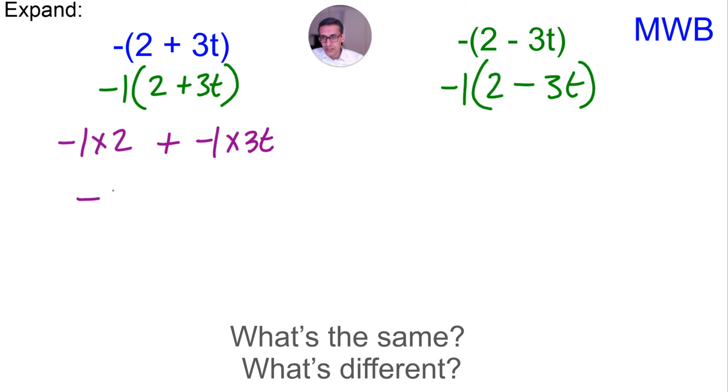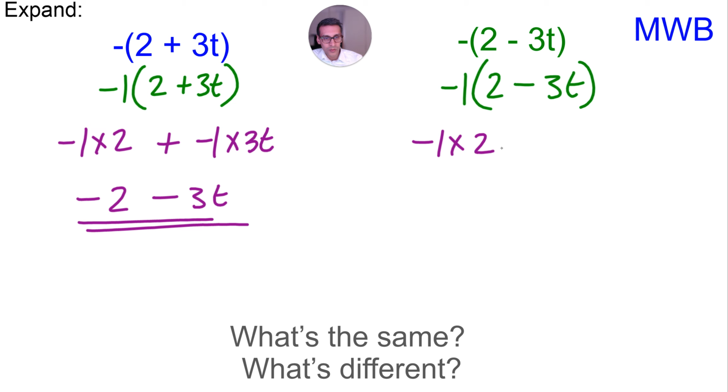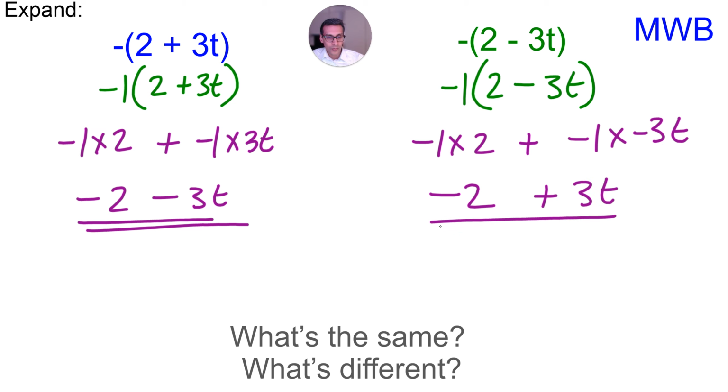So negative 1 times 3t. That becomes negative 2 plus, now negative 1 times 3t is just negative 3t, so plus negative 3t, but we don't need to write that plus sign. That's your answer. And on the right hand side, negative 1 times 2 plus negative 1 times negative 3t. So negative 1 times 2 is negative 2. Negative 1 times negative 3t is positive 3t. So when you multiply a negative by a negative, the answer is positive.